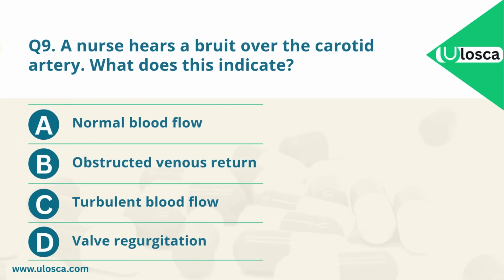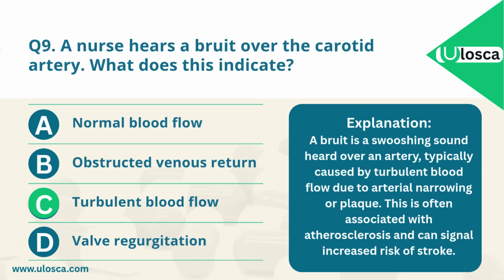The correct answer is C. Turbulent blood flow. Explanation. A bruit is a swooshing sound heard over an artery, typically caused by turbulent blood flow due to arterial narrowing or plaque. This is often associated with atherosclerosis and can signal increased risk of stroke.